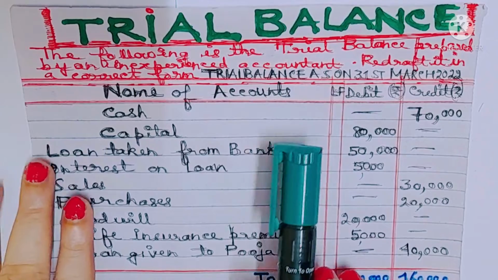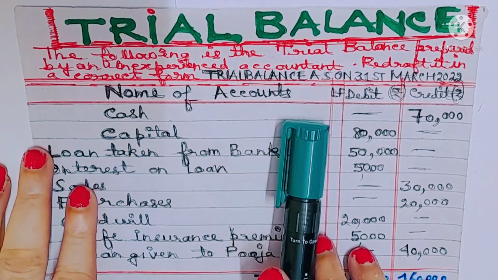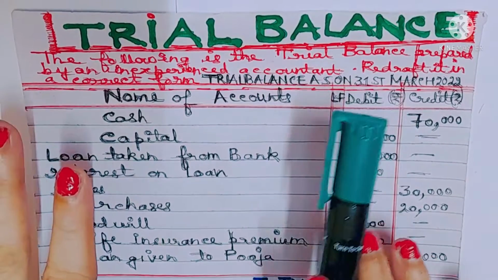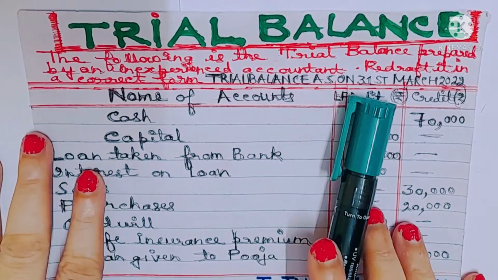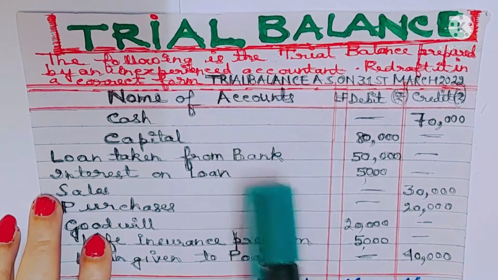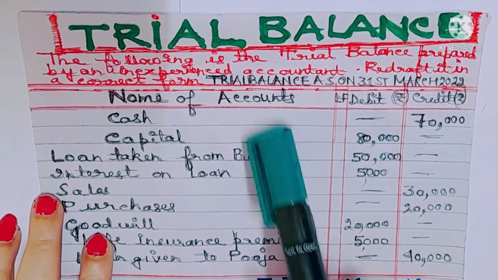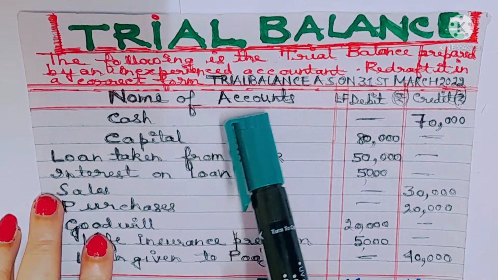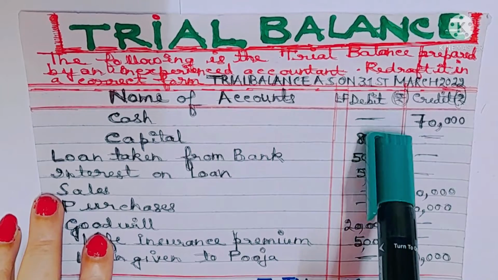What is our job? Our job is to detect the errors and rectify the errors. Let us prepare a corrected or redrafted trial balance. The first account is cash, 70,000, which is wrongly posted in the credit column. Cash is always a debit balance.